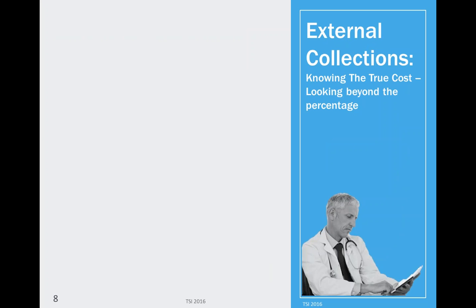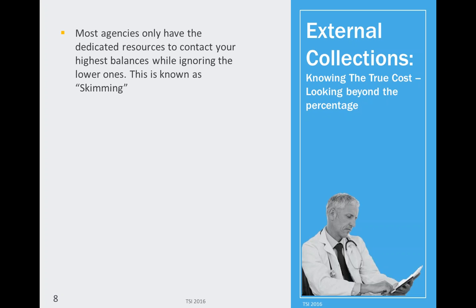Now we turn to external collections. Once internal resources are exhausted, many practices then turn to third parties. Here too, it is important to understand the true cost and be able to look beyond the percentage. Keep in mind that many agencies often have the same issue as your internal staff, and that is time and the depreciation of accounts over time. Most agencies only have the dedicated resources to contact your larger balances while ignoring the lower ones, and this is known in the industry as skimming.